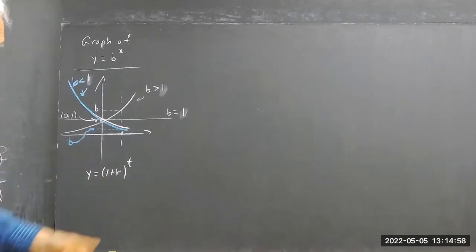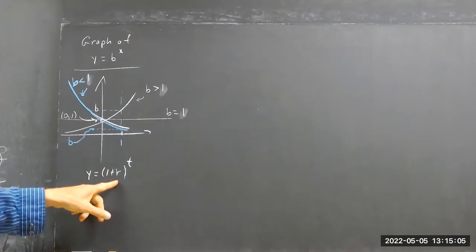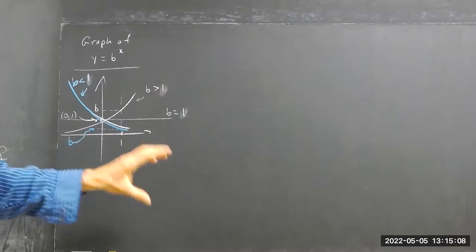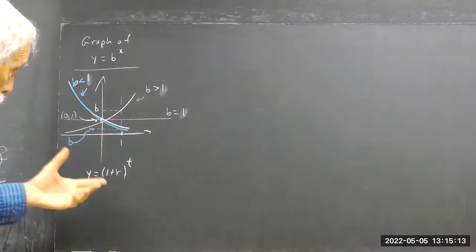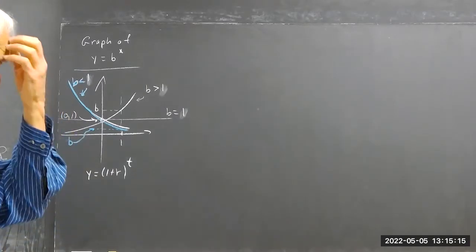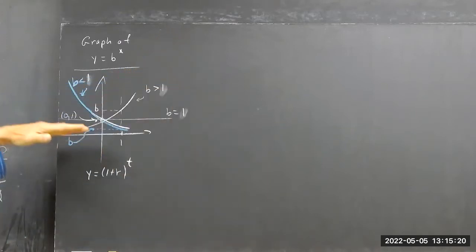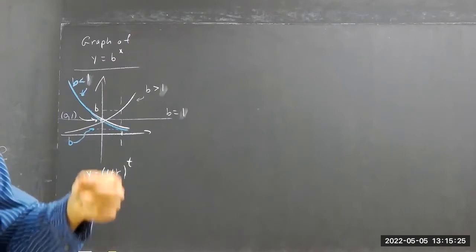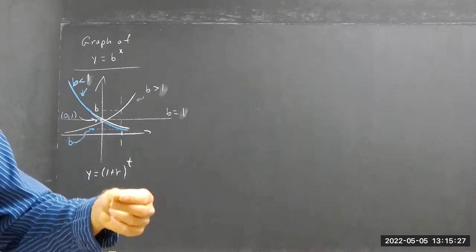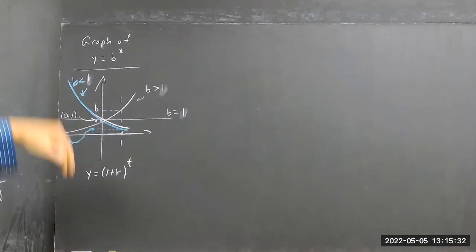Now, y equals (1 plus r) to the t. An example of that is interest rate r compounded every year. We developed that in detail, 10% interest on $1,000. You want to understand that. If b is bigger than 1, you have a graph that can model compound interest for the right value of b. If b is less than 1, you can model radioactive decay.